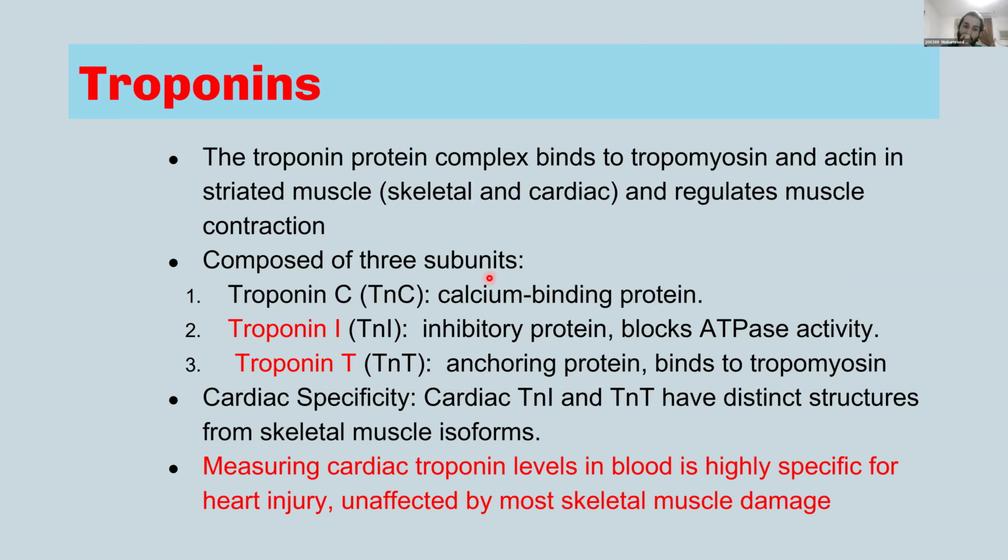Now, out of these 3, I and T have cardiac isoforms that are different from skeletal. The C is found in both skeletal muscle and cardiac muscle, so it's very unspecific. But I and T are more specific to cardiac tissue.